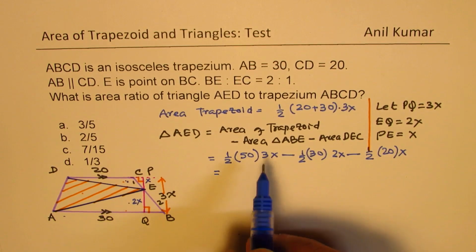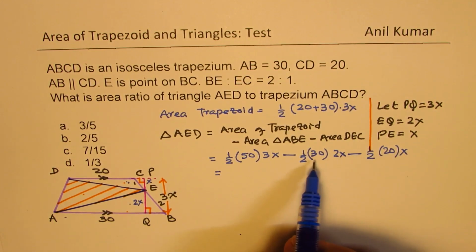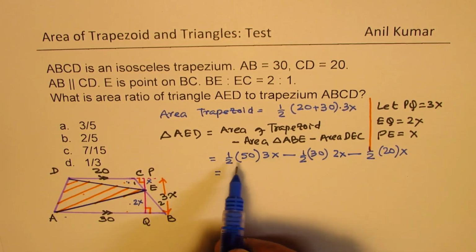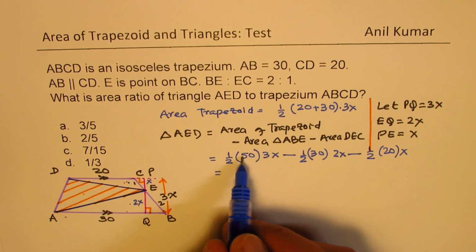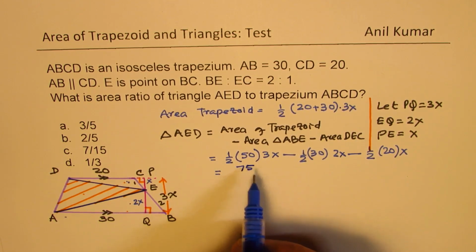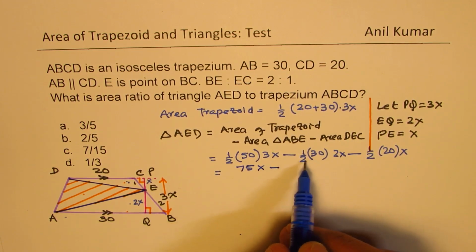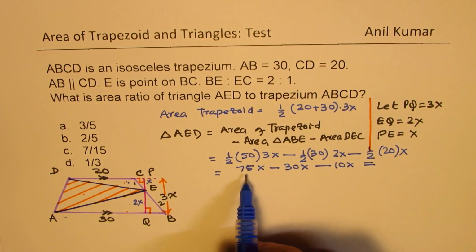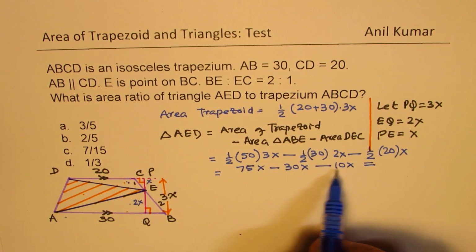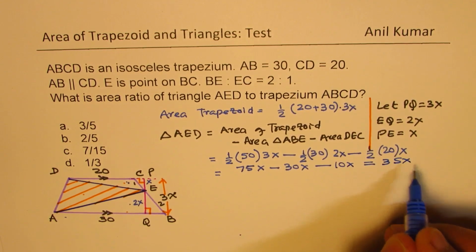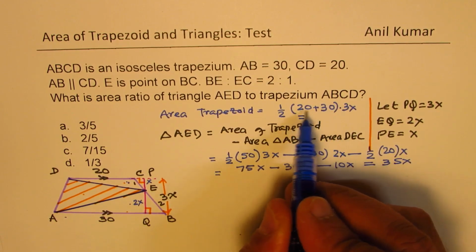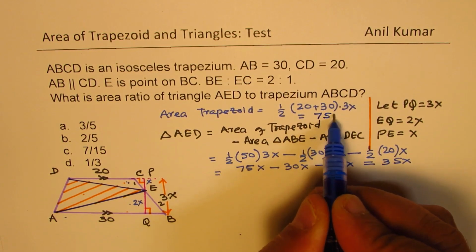That becomes the triangle AD area, which you could simplify. We have x as a common factor, so we can simplify this term. 25 times 3 is 75, so we have 75x minus 30x minus 10x. 75 take away 30 is 45, and then we have 35x, correct? On the other hand, the area of the trapezoid is 75x. Half of 50 is 25, times 3, which is 75x, correct?